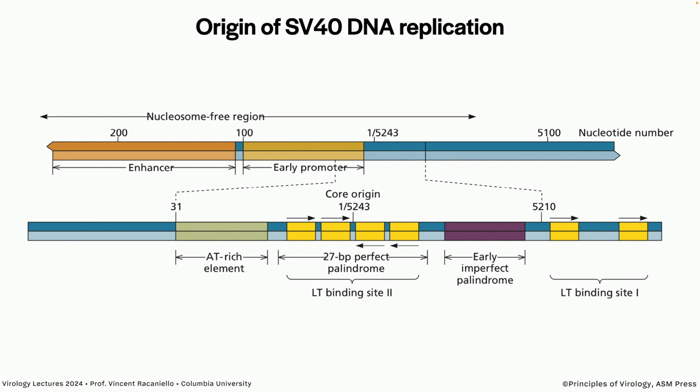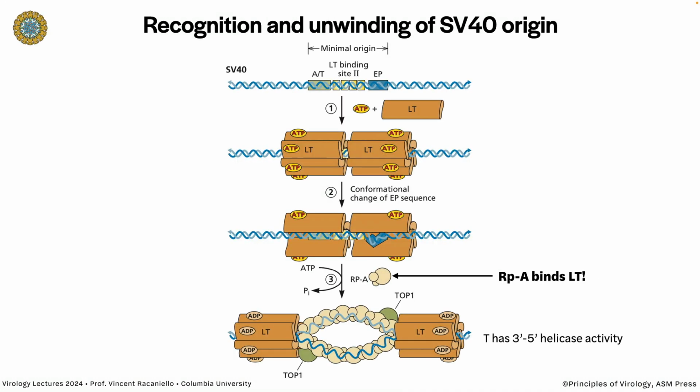The origin is right next to some transcriptional control regions. There's the early promoter, which you may remember is on early in infection, and this is an enhancer for the early promoter. And this below here, expanded, is the core origin. And you can see it has repeats, 27 base pair, perfect repeats. It has AT-rich elements, and so forth. Now we'll talk about what these are doing in a moment.